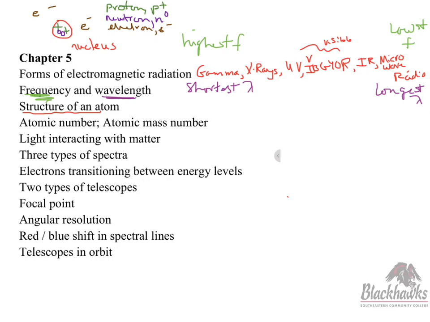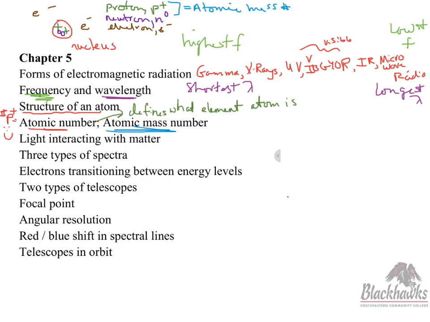And related to that, we have some terms with regard to an atom. The atomic number, in red and green, is the number of protons. The atomic number of an atom, the number of protons, defines what element an atom is. And then atomic mass number is in blue at the top there. You add together the protons and the neutrons.